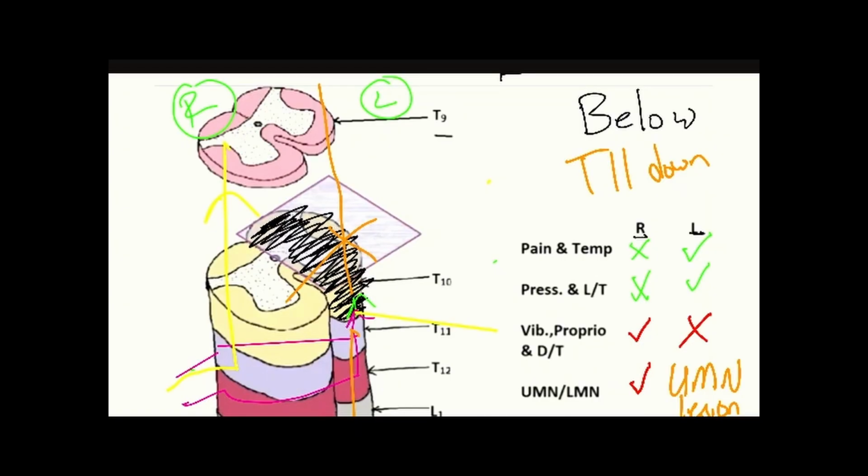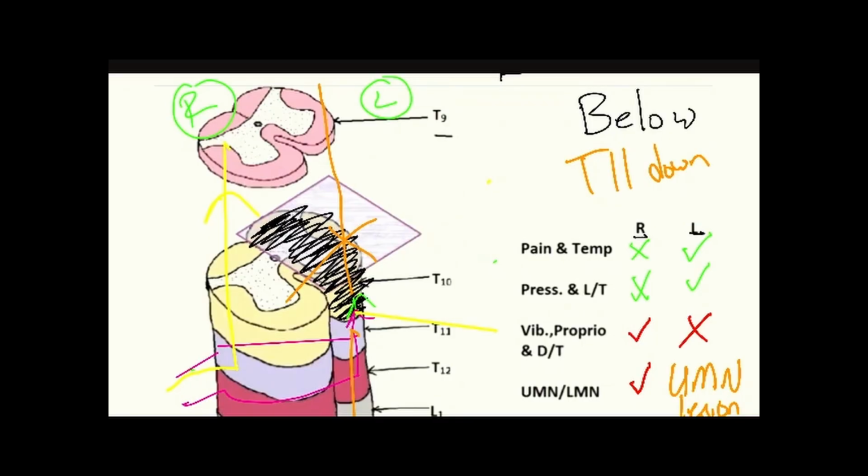So if I said you have a left T10 injury, right side below the injury loses light touch, pressure, pain, and temperature. The left side will lose vibration, proprioception, and exhibit signs of an upper motor neuron disease. This is below the injury. Yes? So it's below the injury because it happened at the upper motor neuron, right? Yeah, the upper motor neuron got cut. And if it was the lower motor neuron, the injury would happen above.